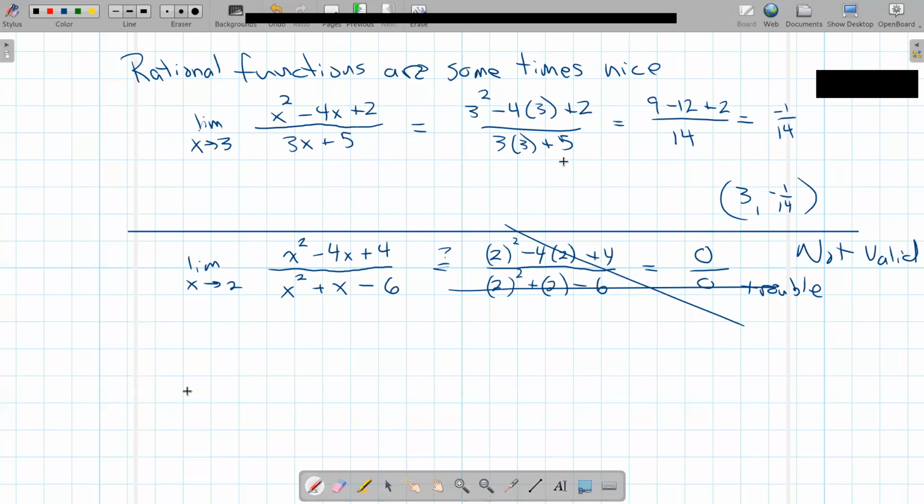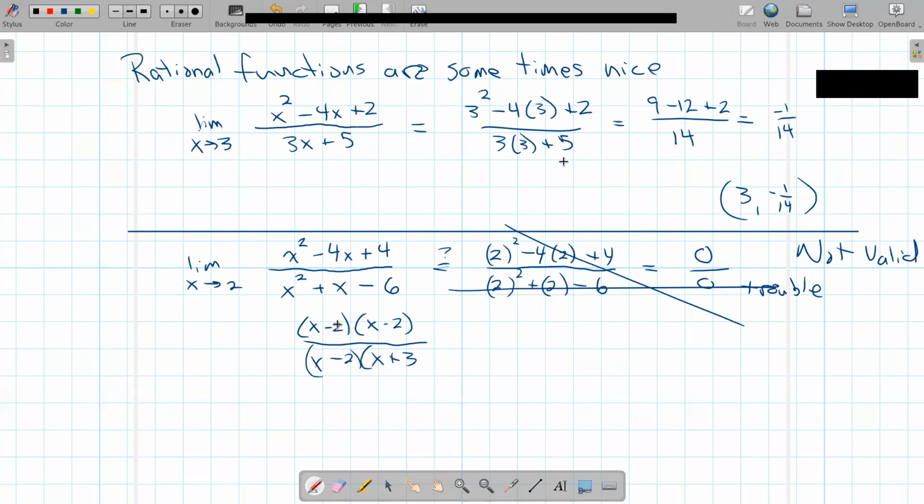And we have 3 choices for trying to figure out what a limit is when we get some ambiguous answer like 0 over 0. We can either look at some sequence of numbers approaching 2, so I could try 2.1 and 2.01 and 2.001, or I can hope for some algebra. And usually with rational functions, algebra works. And you should notice the numerator factors as x minus 2 times x minus 2, and the denominator factors as x minus 2 times x plus 3.